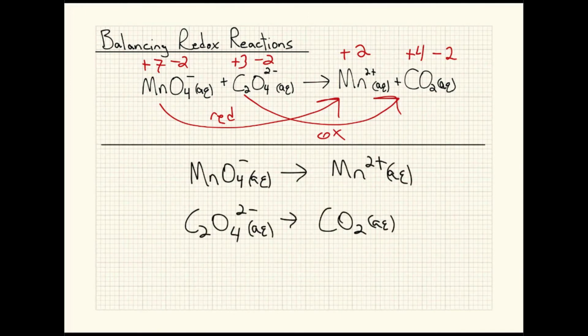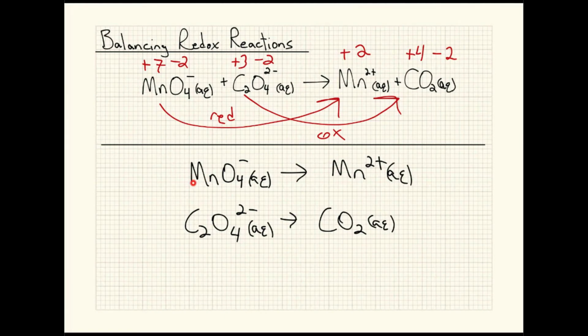All right, now that I've got my reaction split into its two halves, the reduction half and the oxidation half, I have to follow a very specific series of steps to balance this. The first step, after splitting it into its half reactions, is to balance all of the elements that aren't oxygen or hydrogen. So we're going to leave oxygen and hydrogen till the very end, and right now what we're going to do is balance all of the other atoms.